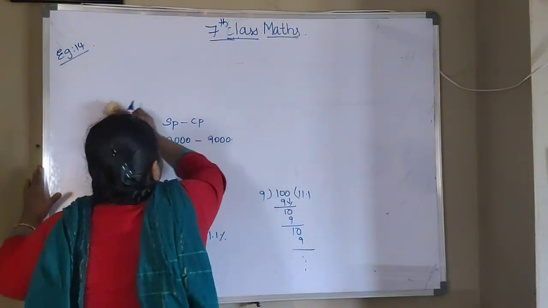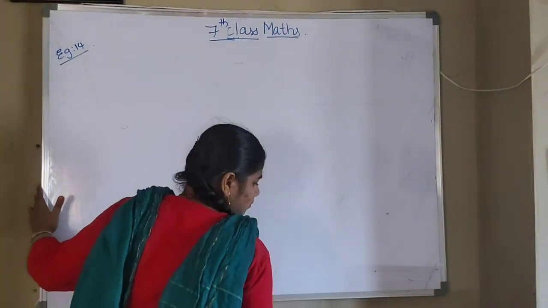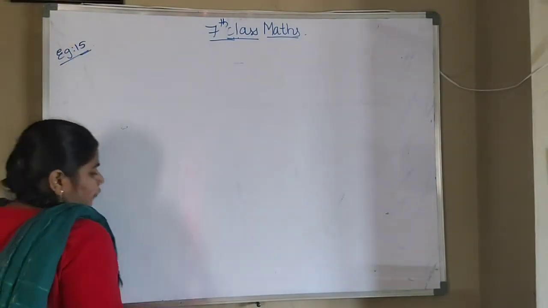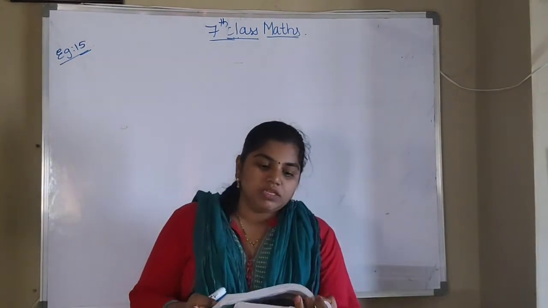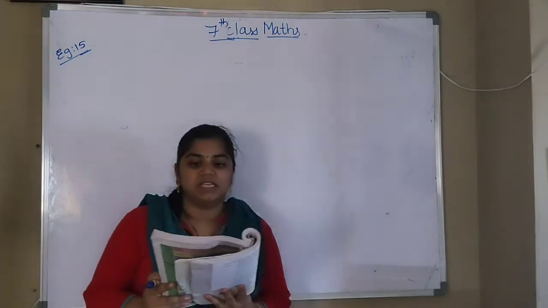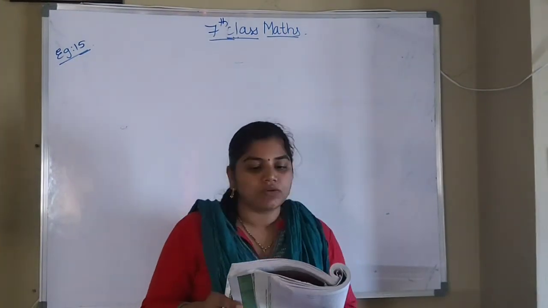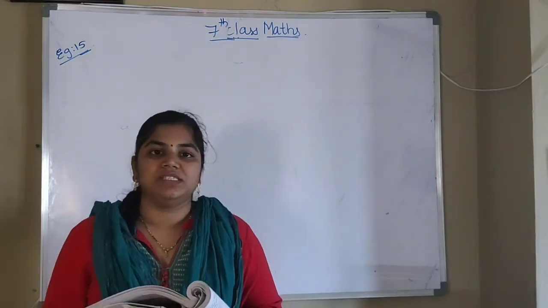Next is example 15. So what is example 15 here? Suppose a person buys an article for 650 and gains 6% on it. After selling that, he got 6% gain. Find the selling price. So you have to find the selling price here.